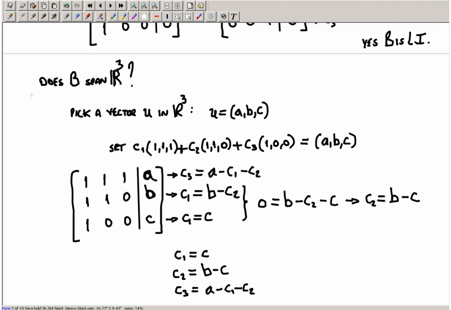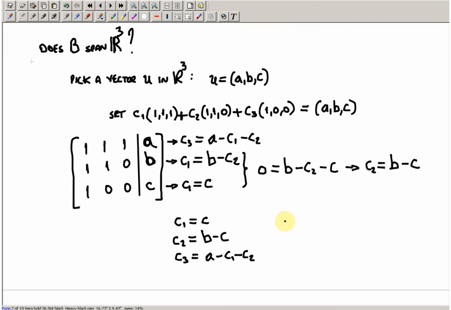Okay. So we found, or there is a solution for the C's. Okay, so that means we were able to solve this for the C's. So B spans R3.